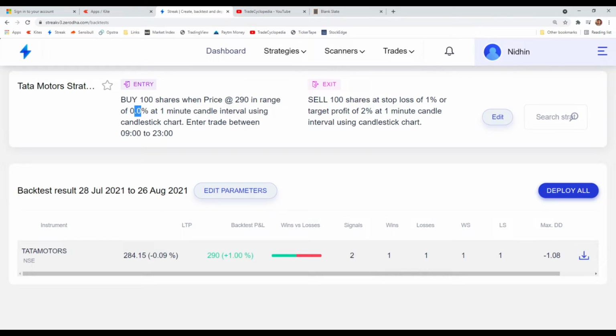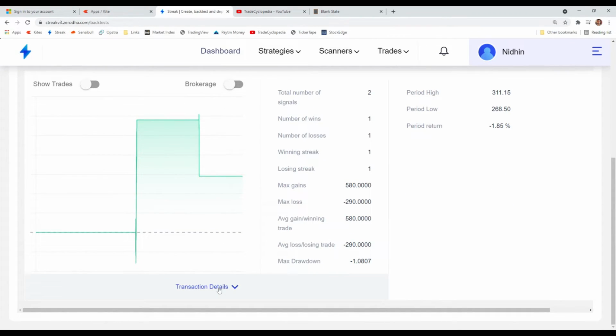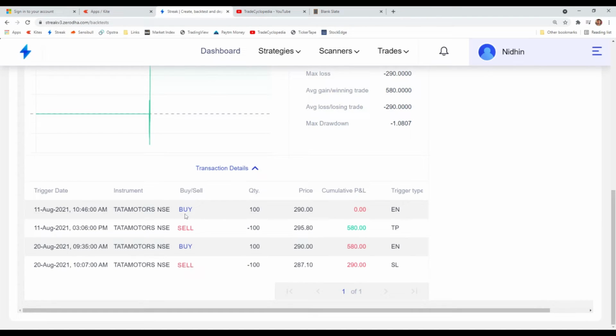Okay. And the win percentage is 1:1. Like you lost one trade and you won one trade. So simply, you booked profit on one trade and you booked loss on one trade. So in total you got two trades. We can expand that one. If you select this one, then in transaction details, you can see on 11th August, within that 1 month, you bought 100 quantities at 290 price. By 10:46 a.m., you got an entry, and on the same day at 3:06 p.m., you booked 295. You exited with 2% of profit. You got 580 rupees profit in that trade.